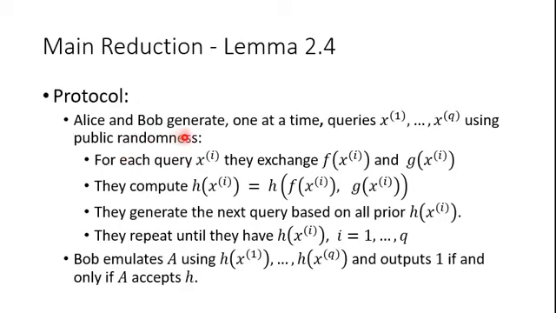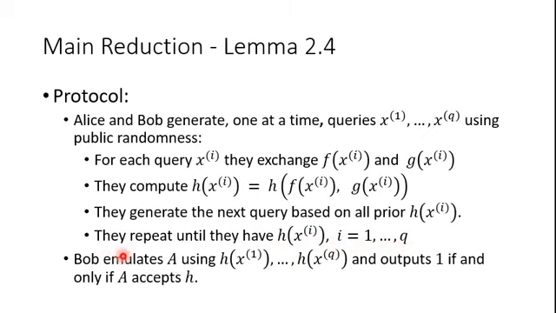So Alice and Bob generate, one at a time this time, not in bulk, queries x1 through xq using some public randomness. For each query xi, they exchange f(xi) and g(xi). So it's not as before where Alice could send it in one go. They have to exchange it now for each query. And then they compute h(xi), which is once again h of f(xi), g(xi). And then they generate the next query based on all prior computations. Now they repeat this until they have h(xi) for every one of the queries.